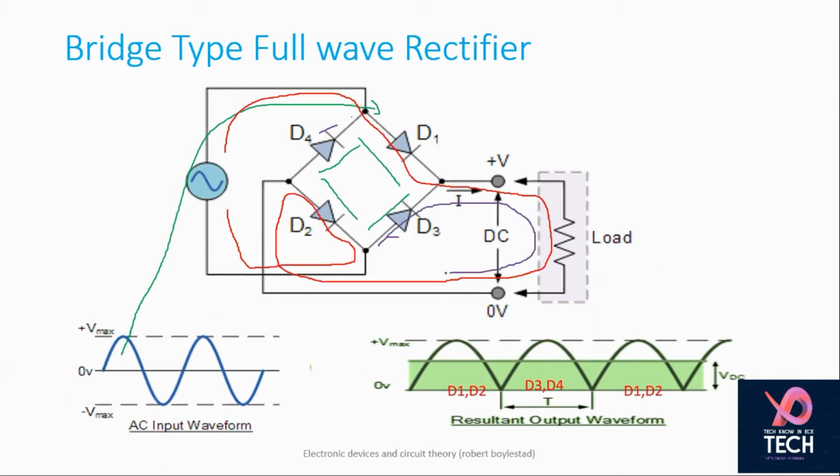It goes like this and goes back into the circuit. So this is the entire procedure. For one cycle, diodes D1 and D2 are on. For the other cycle, diodes D3 and D4 are on. So again, D1 and D2 are on.